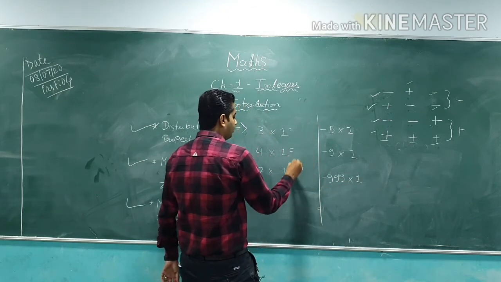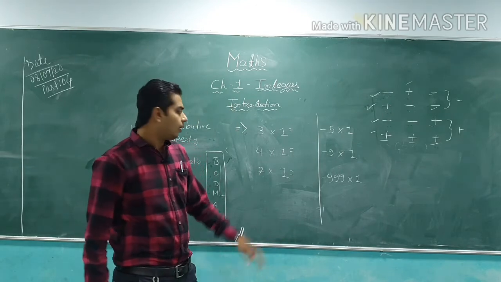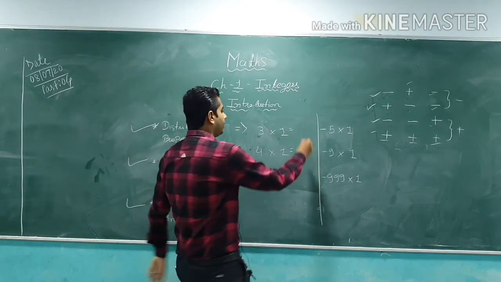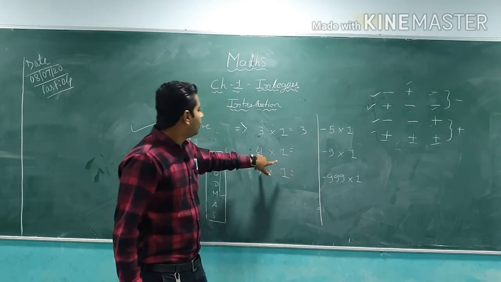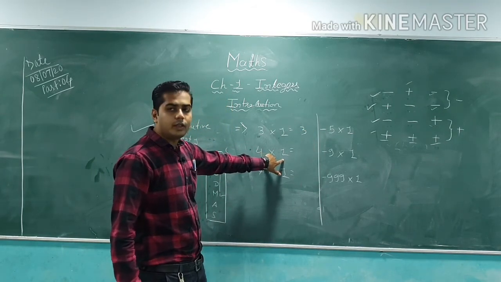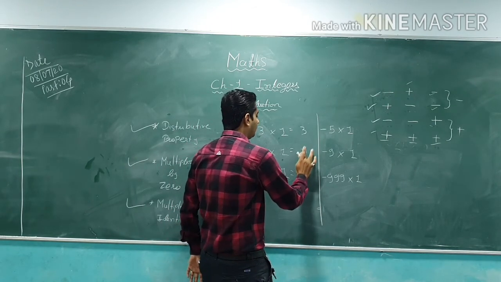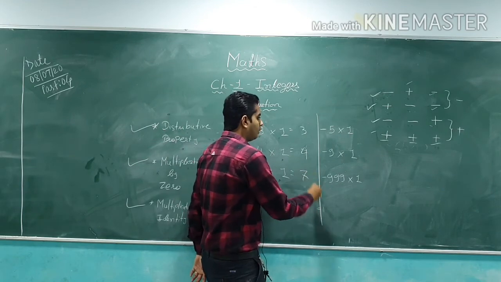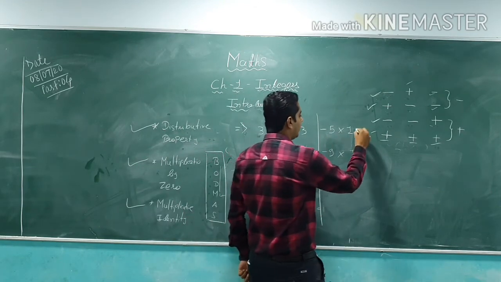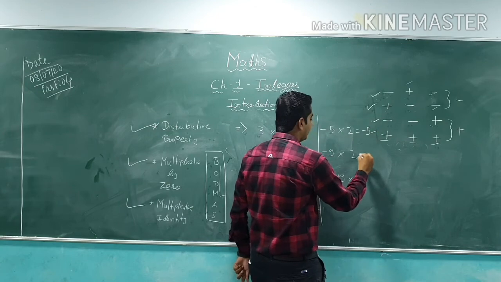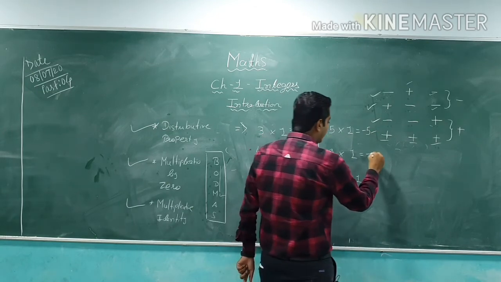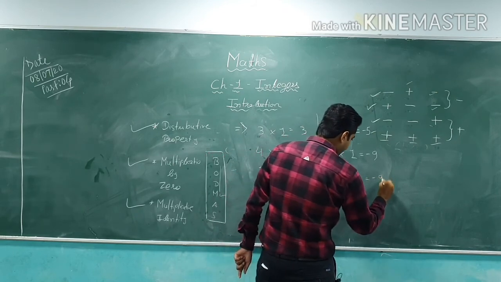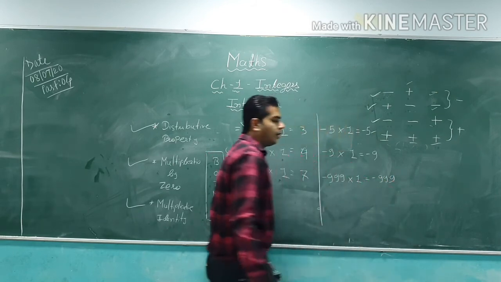So what answers will I get? See, 3 multiply 1, you know the table, 3 ones are 3. So the answer is 3. 4 multiply 1, 4 ones are 4. The answer is 4. Same as 7 ones are 7. Here minus 5 multiply 1, you will get minus 5, the same integer. Minus 9 multiply 1, you will get minus 9. If you multiply minus 999 by 1, you will get minus 999.